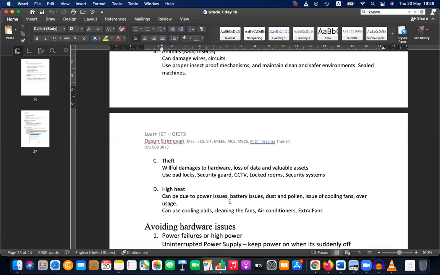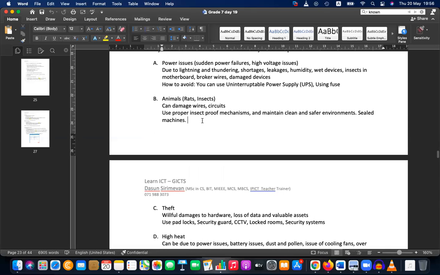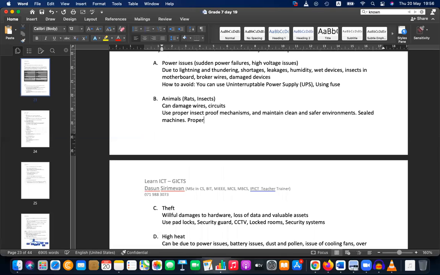We can seal the room, especially for rats. So please write this down also: properly cover the room. Use bags when possible. Properly cover the room. Those are also some actions you can take to stop these damages.